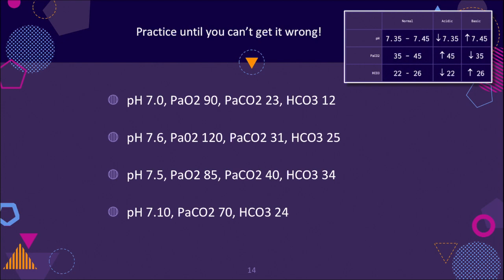So let's look at this first one here. We've got a pH of 7. Is it high or low? Is it basic or acidotic? And in this case, it's low, so it is acidotic. So I just scribbled down acid there.